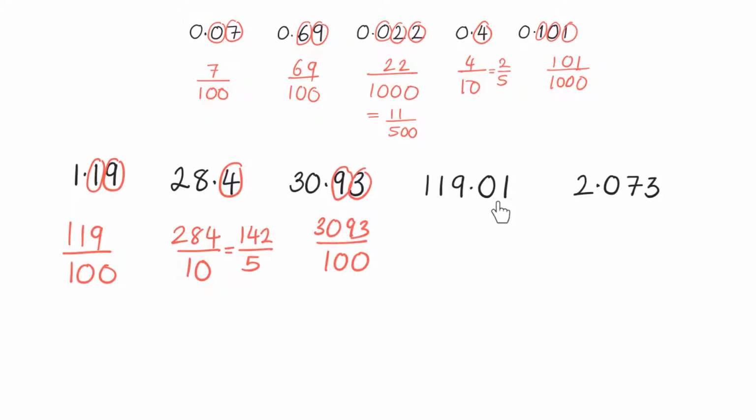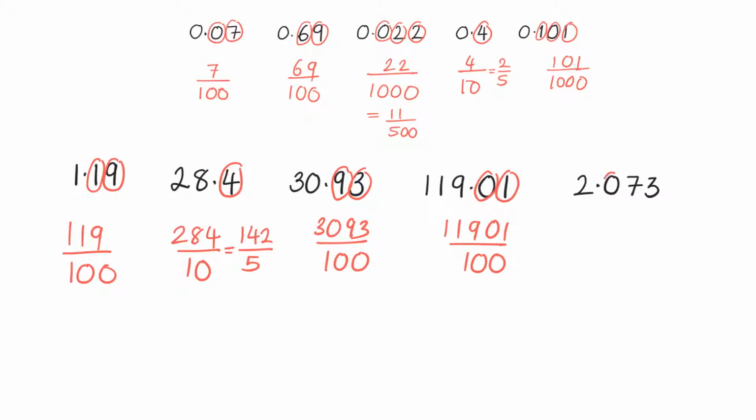Now the next one, 119.01. 2 decimal places, so I write that over 100, and I ignore the decimal point and write it as a whole number. This is 11,901.